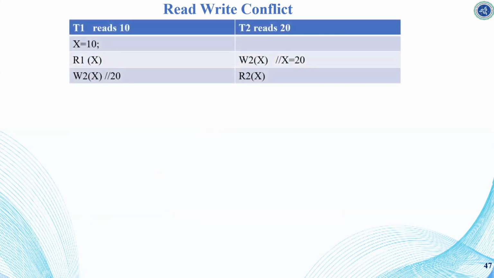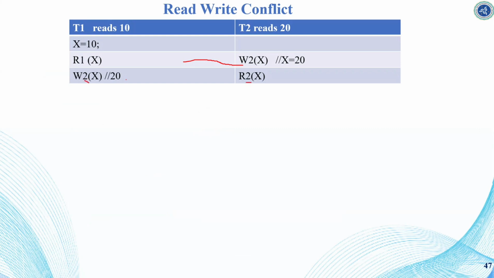Next, once again I am repeating the types of conflict. The first one is a read-write conflict. Here this is T1 and this is T2. T1 is reading X and T2 is writing X, so there exists a read-write conflict. Here also, is this a conflict? This is not a conflict because both have the same transaction.